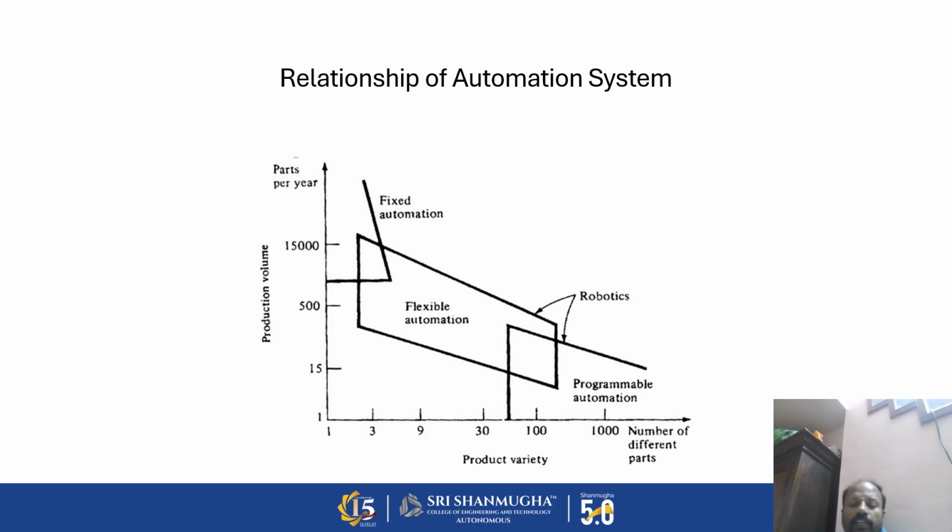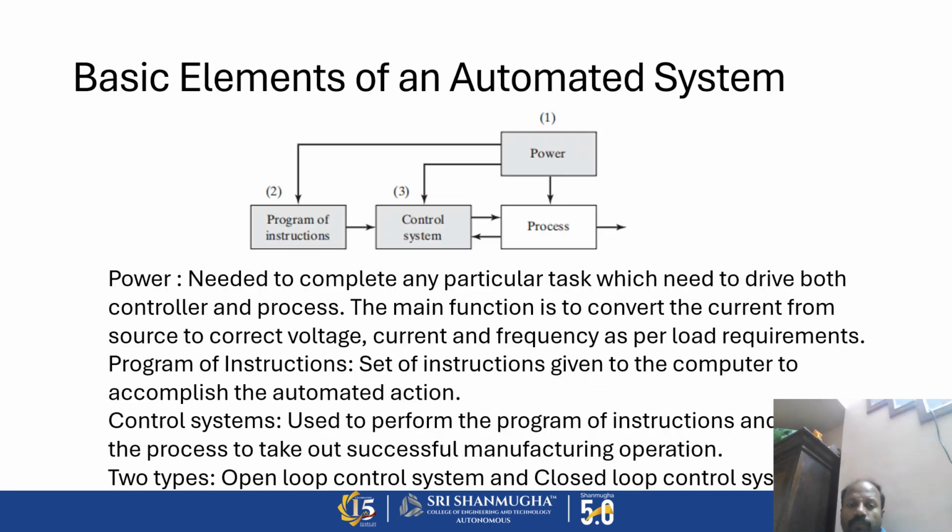The third case is the programmable automation system. In this case, the number of different parts produced will be more, but the production volume will be lesser. Since it is programmed for different types of parts, it can produce only a smaller volume. So this is the relationship of the automation systems.